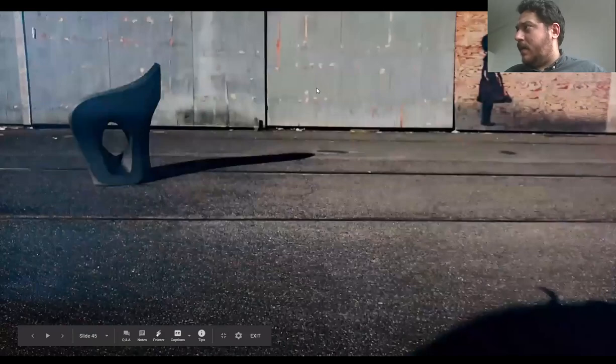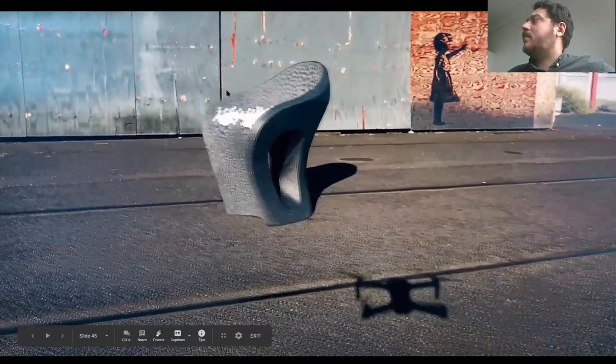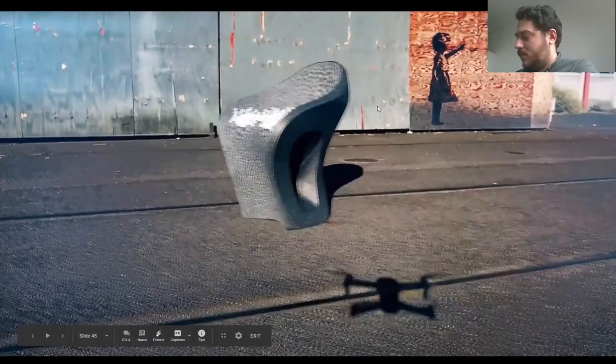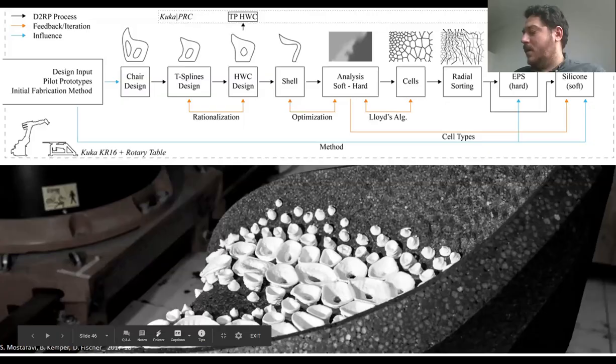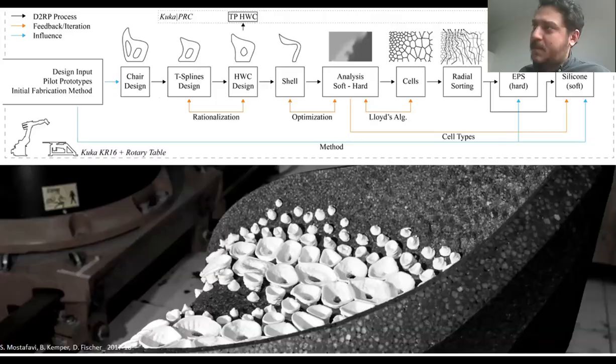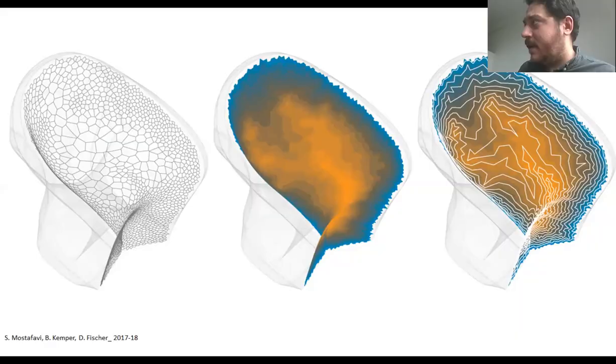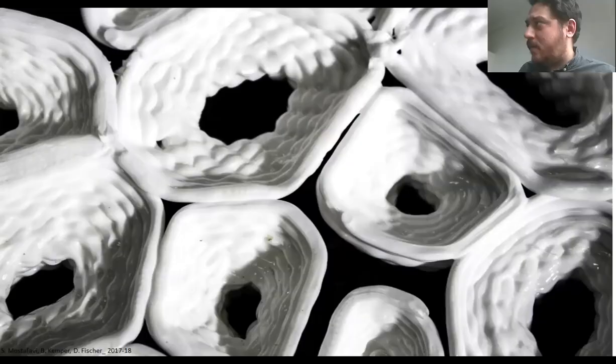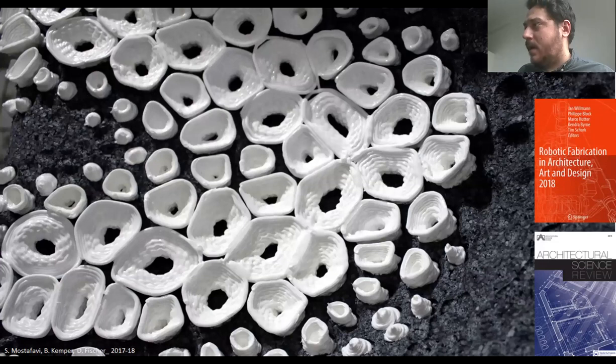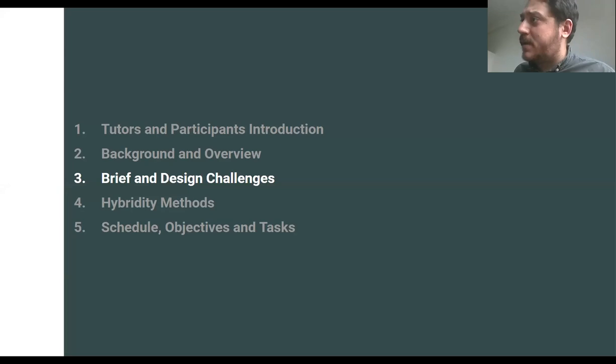So with this introduction to the background projects, again, a design system is always behind these ideas. We expect to develop these sorts of design systems for the project that we are going to do, but maybe to a more speculative extent. Then working with toolpath generation and also details, and of course publishing the results in peer-reviewed publications. With this background, we jump into the brief and the design challenge.